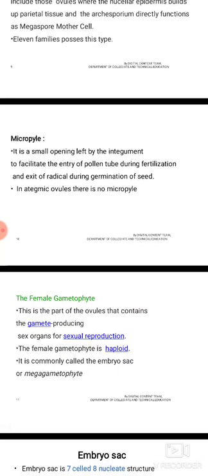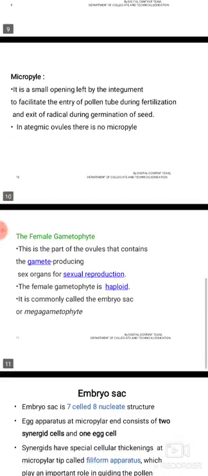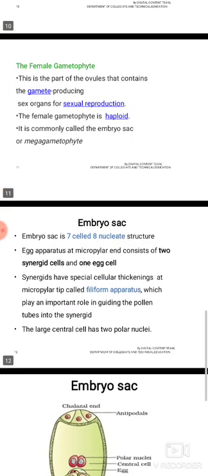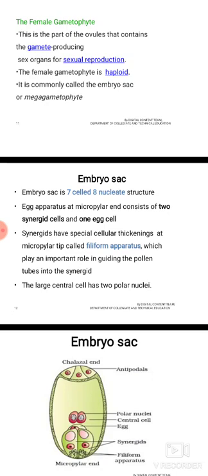The female gametophyte is the part of the ovule that contains gamete producing sex organs for sexual reproduction. The female gametophyte is haploid. It is commonly called the embryo sac or the megagametophyte. The embryo sac is a 7-celled and 8-nucleate structure, and the egg apparatus is present at the micropylar region, and it consists of 2 synergids and 1 egg cell.